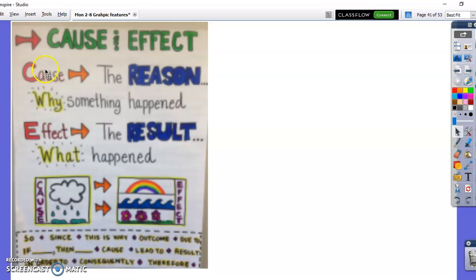Cause and effect. Cause is the reason why something happens or why something happened. The effect is what happens as a result.